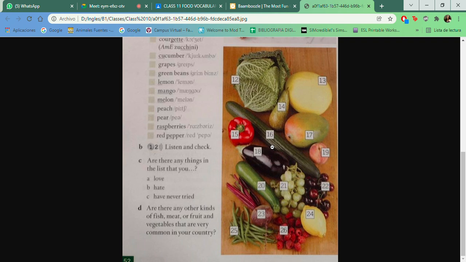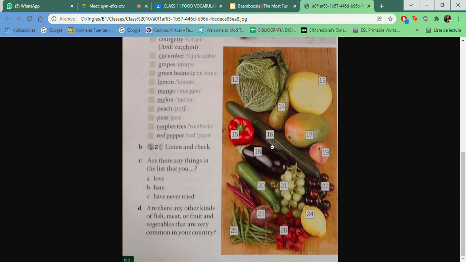Very good. Grapes, 21. Very good. Green beans, 25. Lemon, 24. Mango, 17. Very good. Melon, 13. Peach, 19. Pear, 14. Yes, it's a really weird picture of a pear. That's what I told you before.